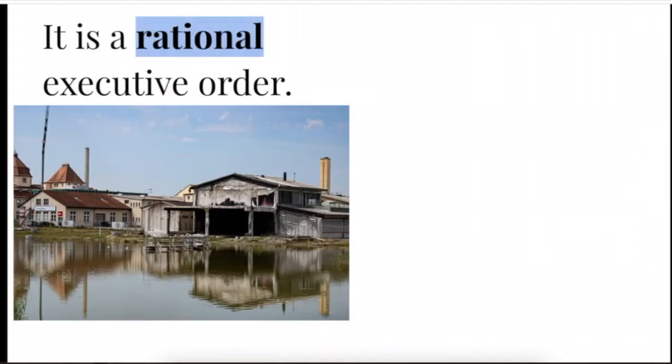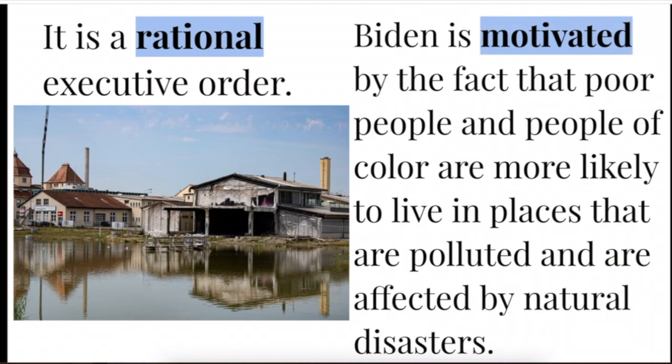It's a racial executive order. Biden is motivated by the fact that poor people and people of color are more likely to live in places that are polluted and are affected by natural disasters. So if you don't know what environmental racism means, this is what it means. People of color are more likely to live in places that are polluted and are affected by natural disasters.